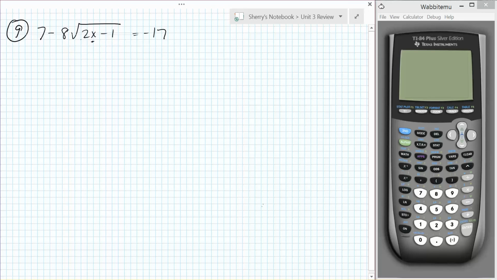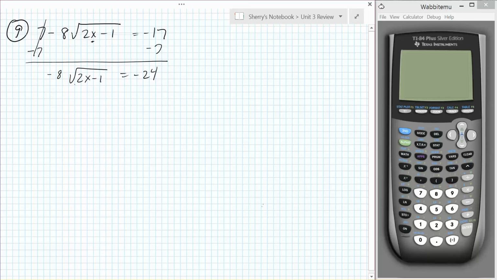Before we can get x out of the square root, we need to get rid of all of these other things that are outside of the radical first. Using that idea of doing the thing that's the farthest away first, we first want to get rid of this 7 from each side of the equation. Here, the 7 minus 7 is gone. That's going to leave me with negative 8 times the square root of 2x minus 1. And on the right, negative 17 minus 7 will give me a negative 24.